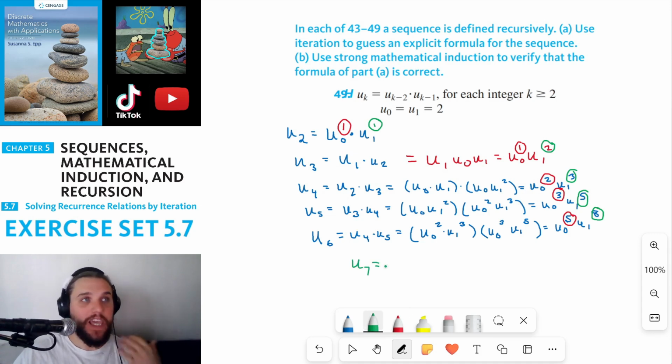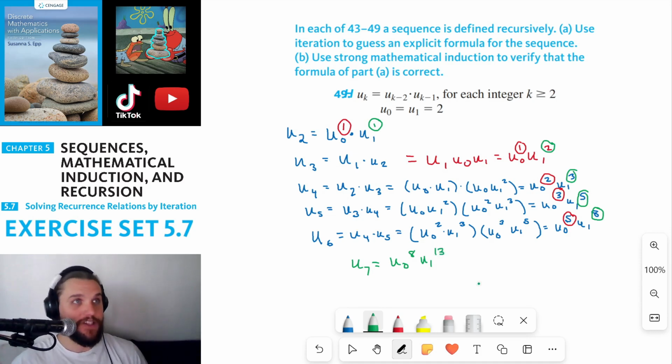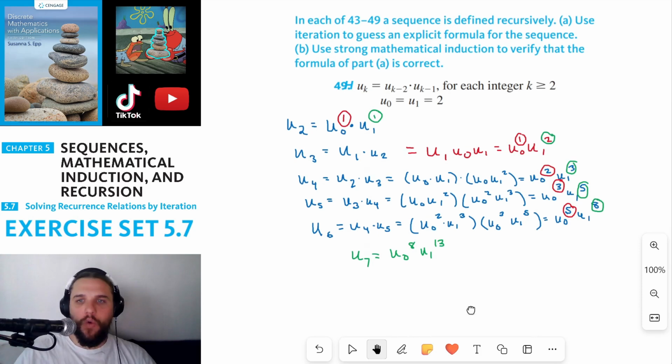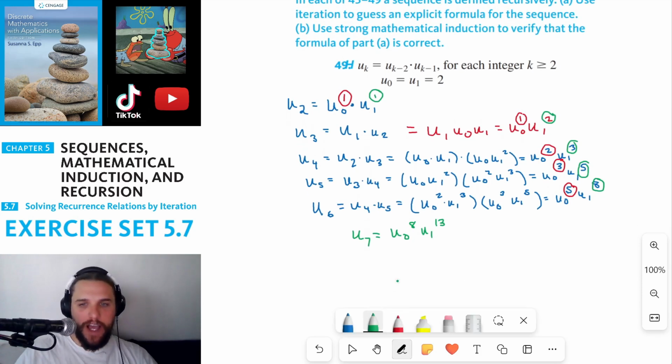So if I were to guess what u sub 7 would be, I would say it's u sub 0 to the 8th power times u sub 1 to the 13th power. And you can double check this. This is correct, which means now we need to start generalizing some stuff. And I think it's important here to generalize before you substitute u sub 0 and u sub 1.